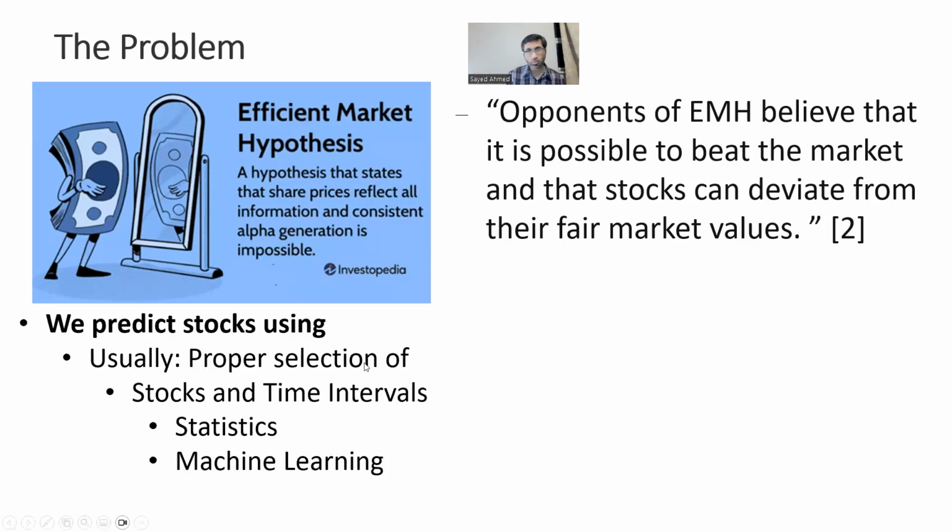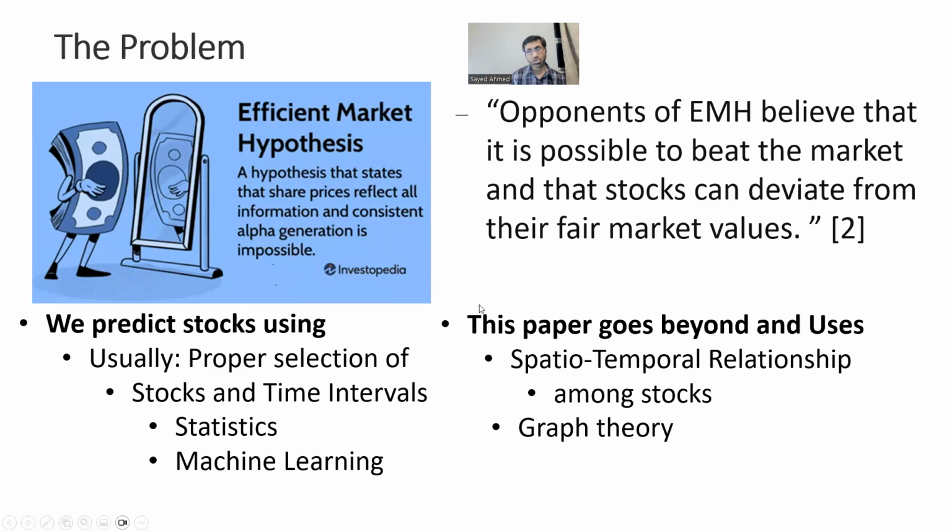So when we predict, what do we do? Usually we select some stocks, and using some time intervals, we predict them, and we use statistics and machine learning. This paper has gone way beyond that, and it used spatial and temporal relationships among the stocks to predict prices. To understand the spatial relationships among different stocks, they implemented a graph depending on the correlations, and the spatial relationship comes from there. The historical prices are where the temporal relationships come from, and that is used to predict stock prices.